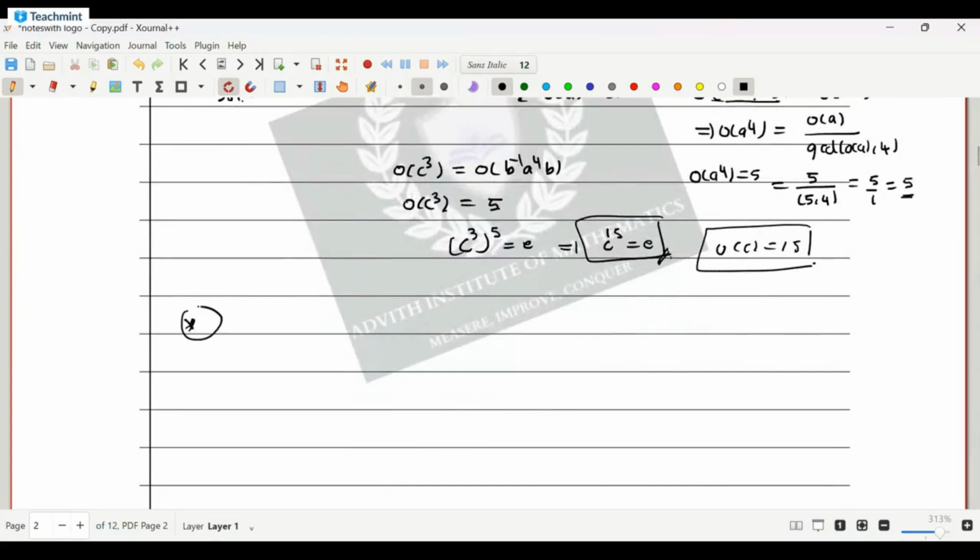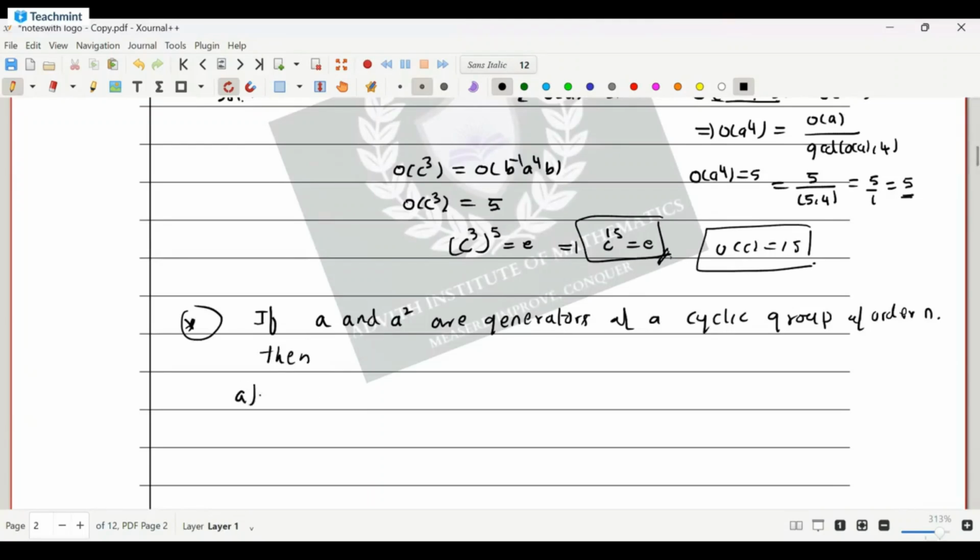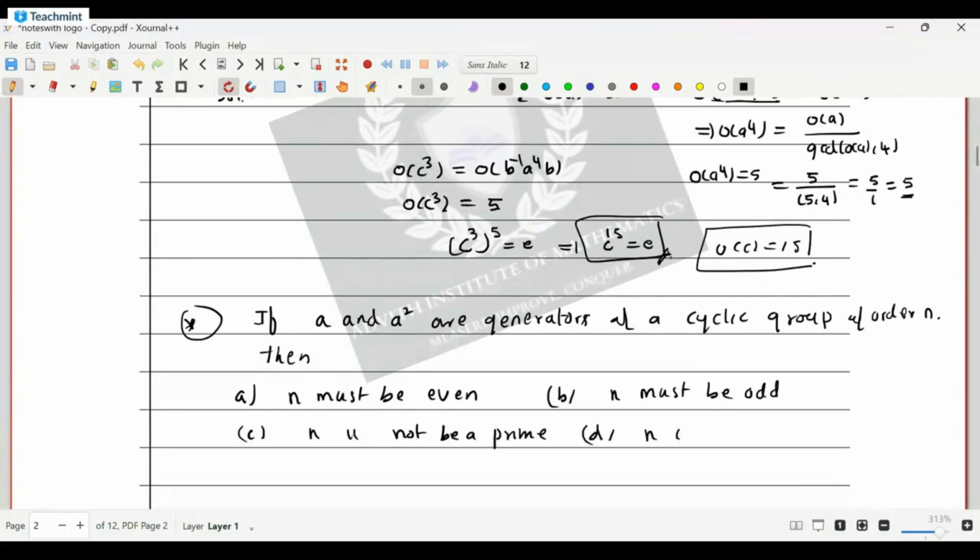Next one. If a and a square are generators of a cyclic group of order n, then, this is also an APDL question, the options are: option A, n must be even; option B, n must be odd; option C, n must not be a prime; and option D, n must be a prime.